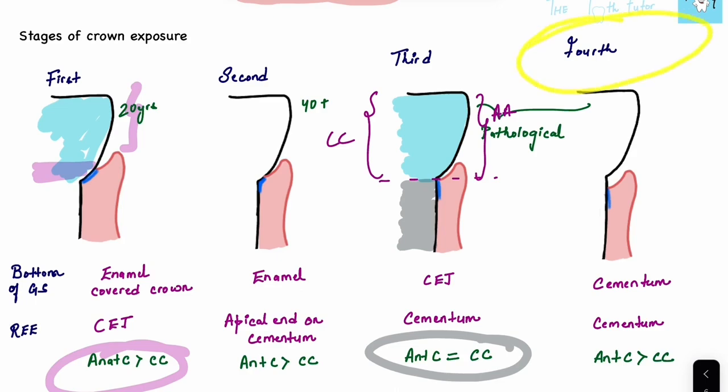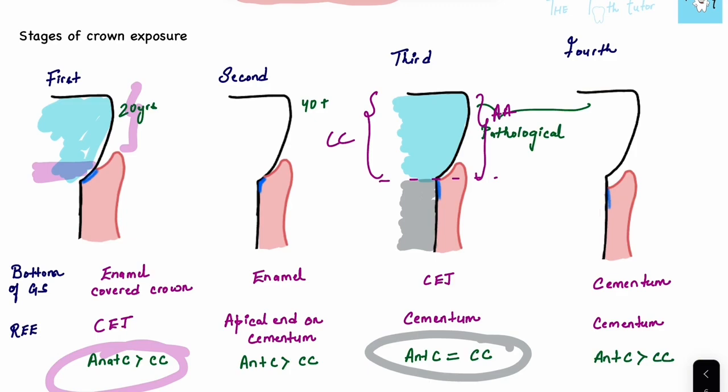Now the fourth stage: the gingival sulcus may go beyond the cemento-enamel junction, and in this stage we can see some root exposure, which is really bad. The bottom of the gingival sulcus is now on the cementum, and your reduced enamel epithelium is also on the cementum, and the anatomical crown is now bigger than the clinical crown.